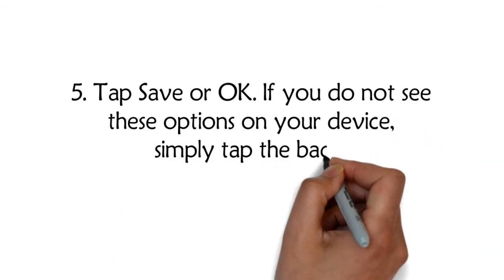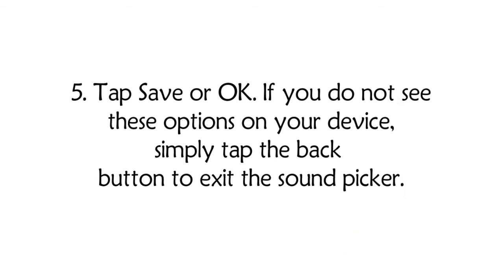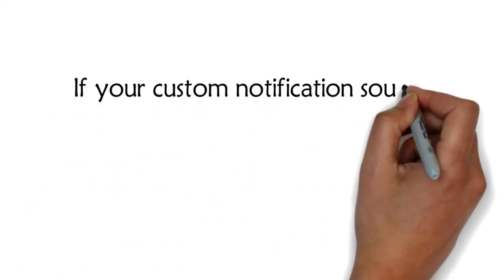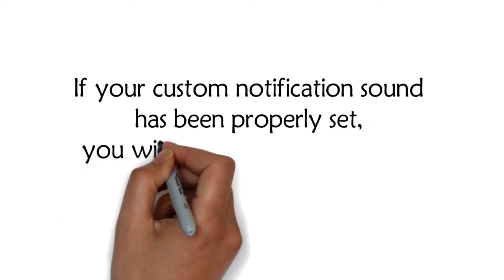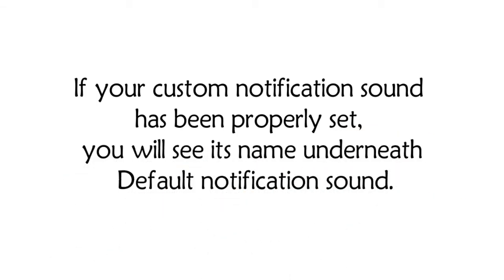If you do not see these options on your device, simply tap the back button to exit the sound picker. If your custom notification sound has been properly set, you will see its name underneath Default Notification Sound.